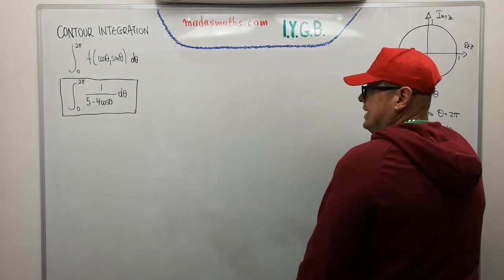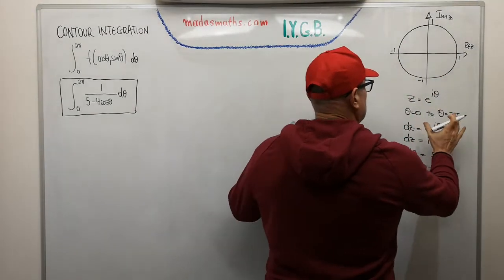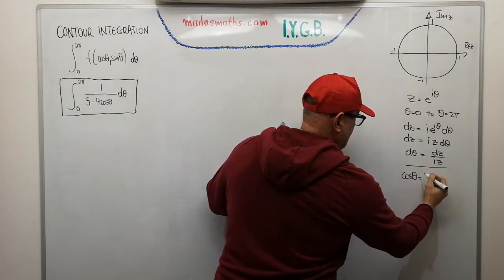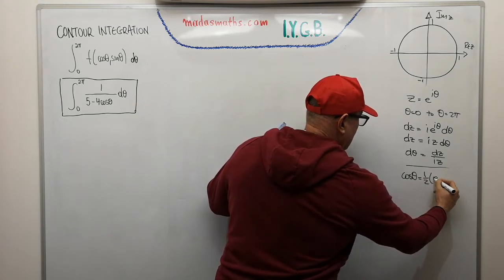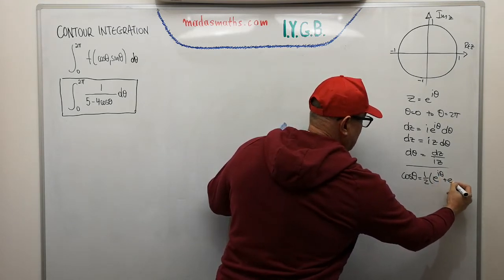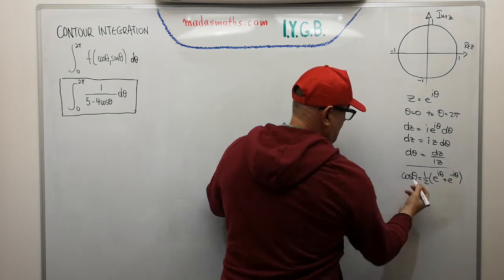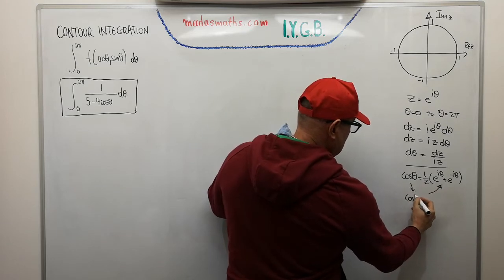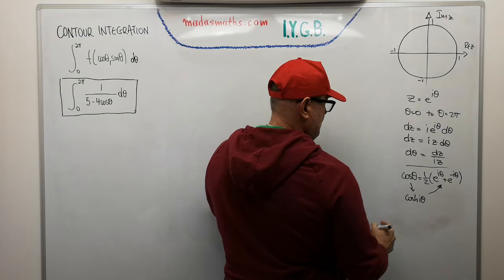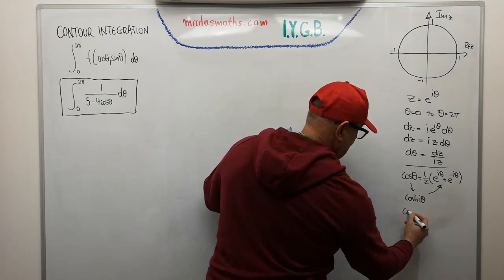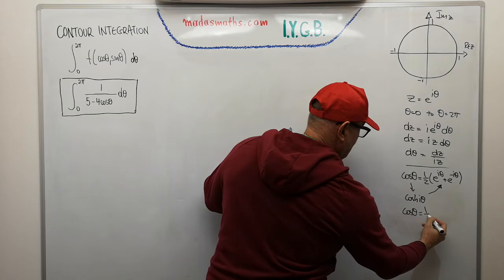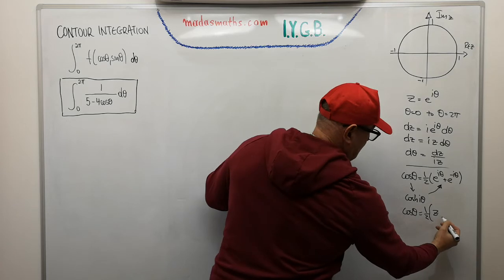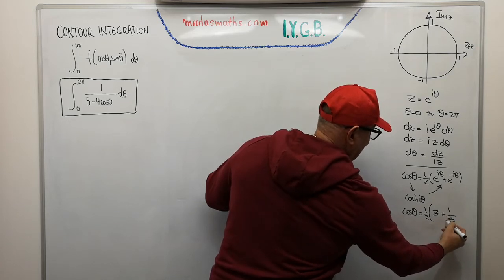We also need to change the cos of theta to make it in terms of z. So the cos of theta, of course, we should know even from A level, is a half e to the i theta plus e to the minus i theta. Basically what that says is the cos of theta is the same as the cos of i theta. So in terms of z, cos of theta is a half, and e to the i theta is z, so it's going to be z plus 1 over z.